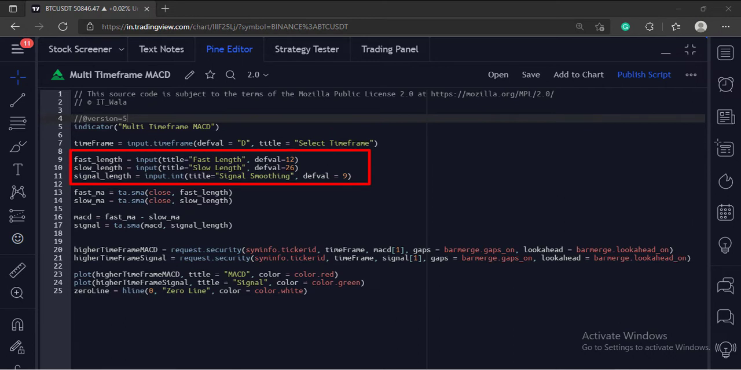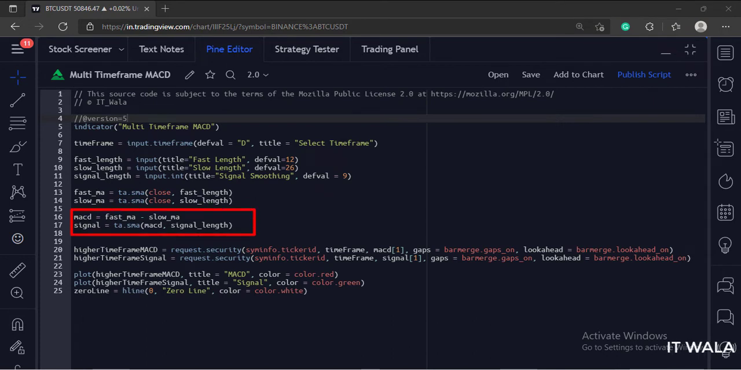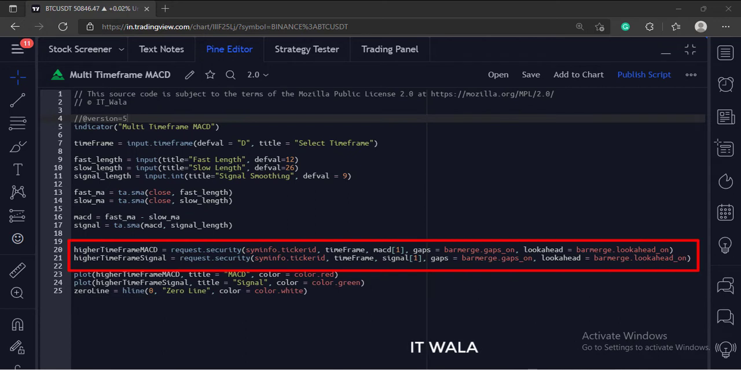Then we accept the user input for the lengths of the fast and slow moving averages and the signal line. Then we calculate the current time frame's fast and slow moving averages. Then we calculate the current time frame's MACD and the signal line. Then we call the security function to calculate the higher time frame MACD and the signal line.